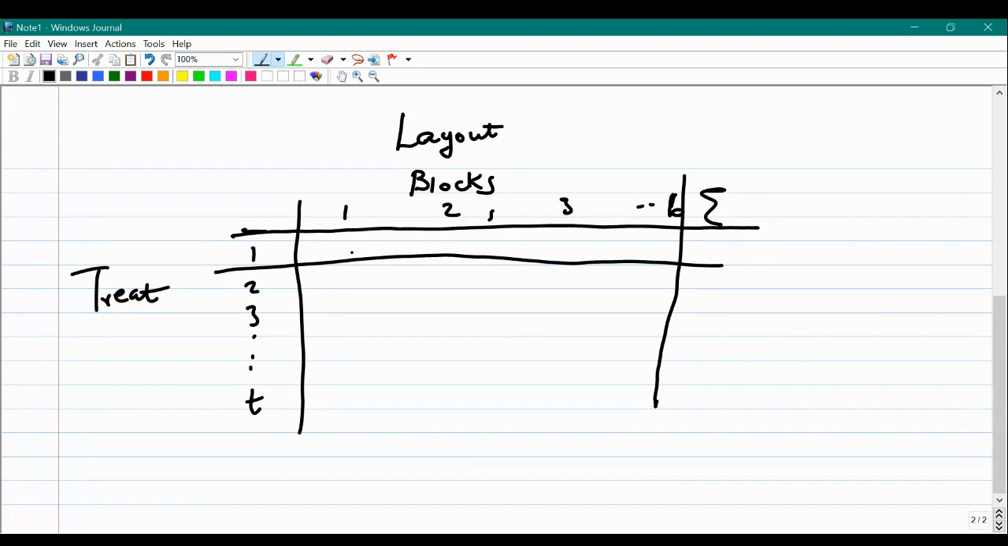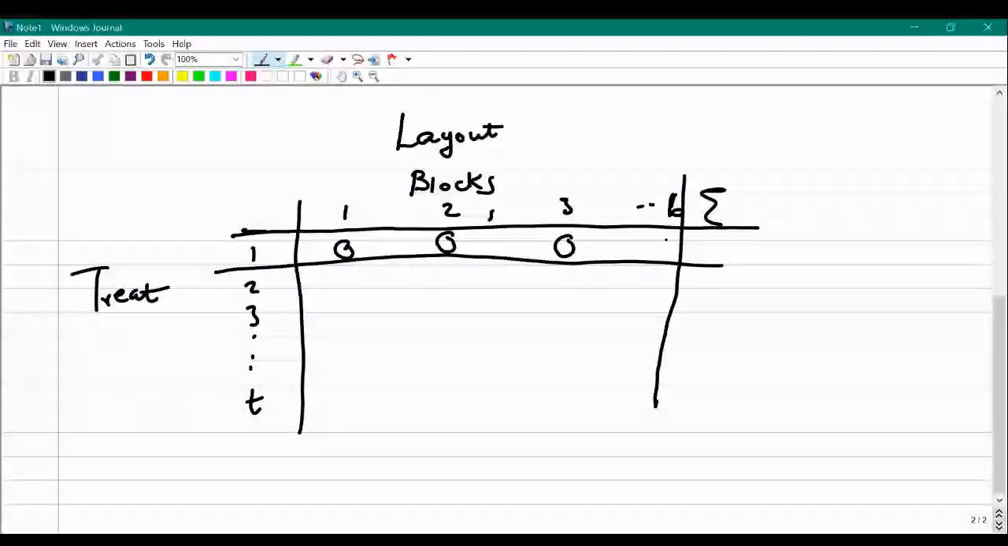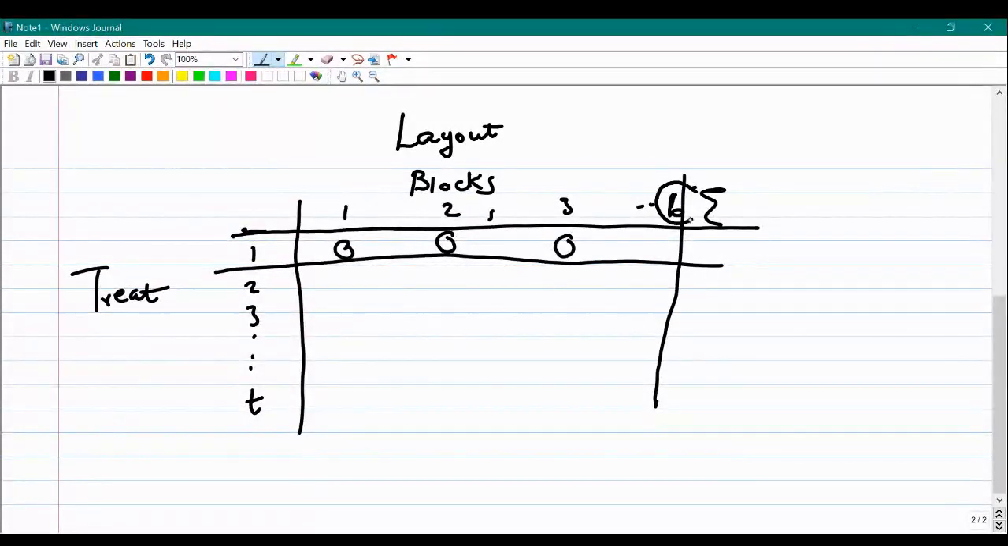How are you going to find it? I'm going to add from that row for the treatment itself. You're going to add the value for this one, up to what? Up to what treatment? Up to the B block, isn't it?